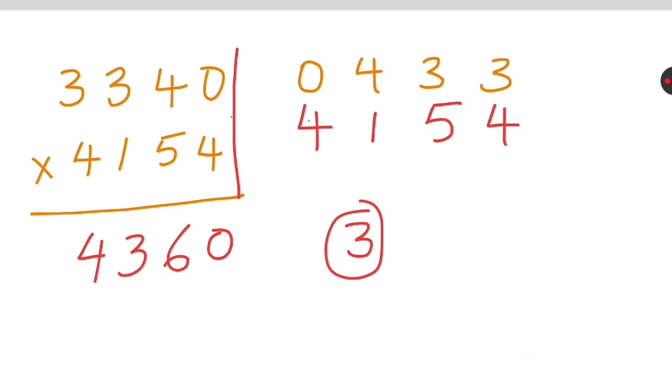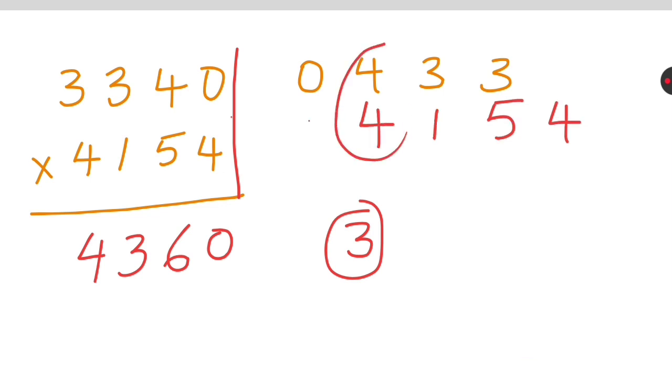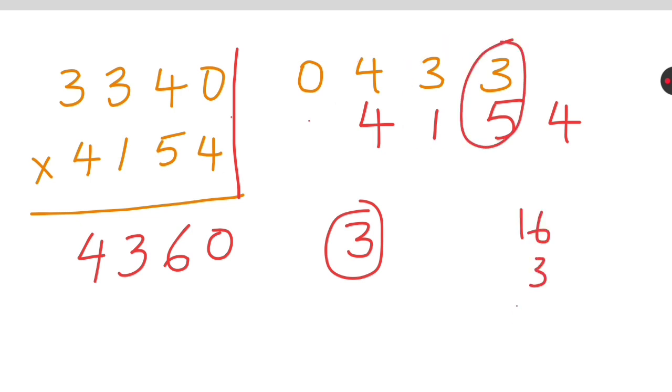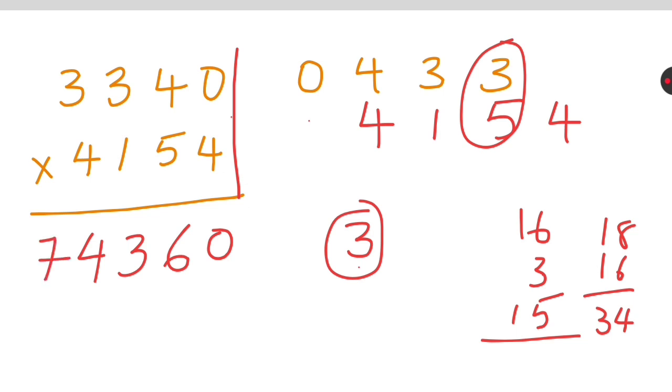Now sliding to the right. Now you have to multiply vertically. 4 times 4 is 16. 3 times 1 is 3. 3 times 5 is 15. 15 plus 3, 18. 18 plus 16, which gives 34. 34 plus 3, which gives 37. So write 7 in your result and 3 carry.